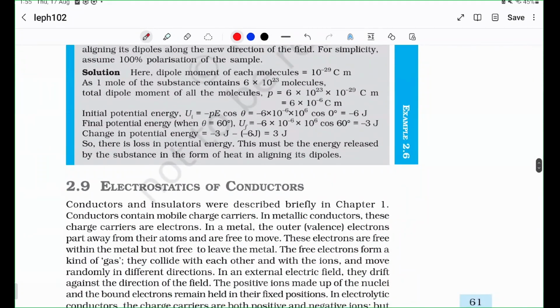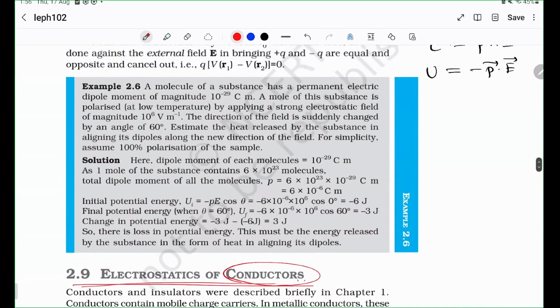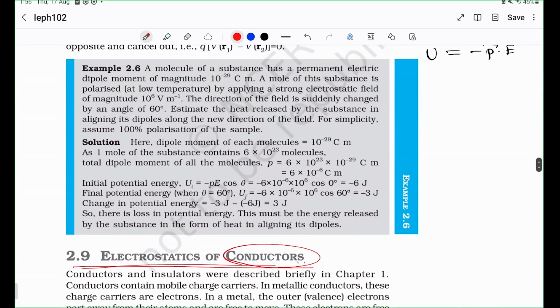Okay, so we'll stop here. We'll continue in part 2, where we'll start discussing the electrostatics of conductors. We'll look at what a conductor is, we'll look at what capacitors are, and so on. I hope you understood the potential part. So we are basically done with the potential. In the next session, we'll continue with the electrostatics of conductors.